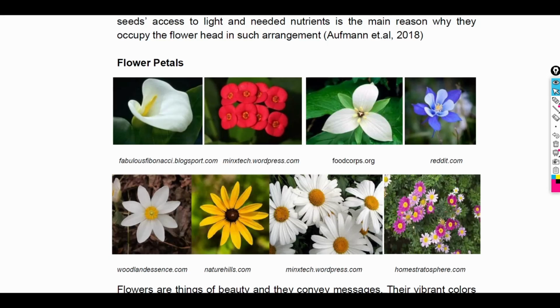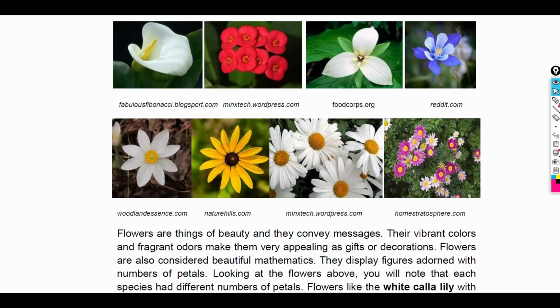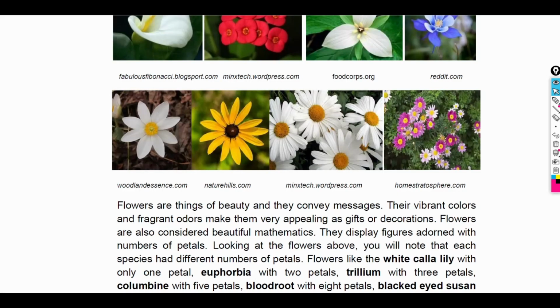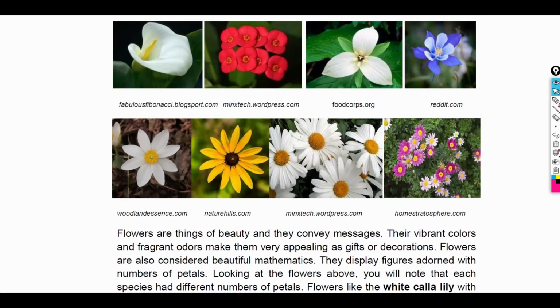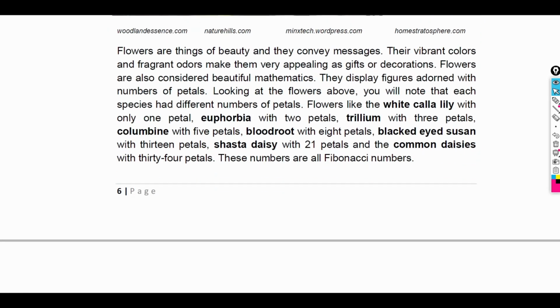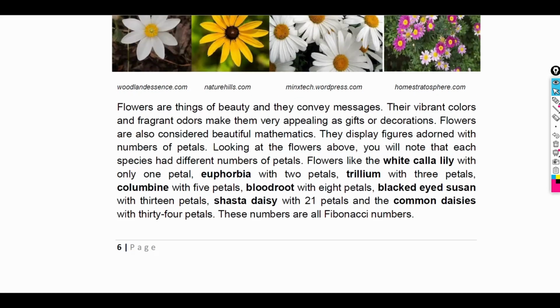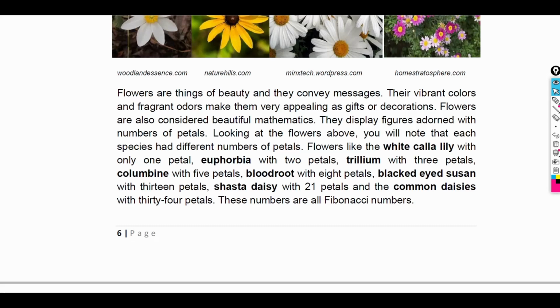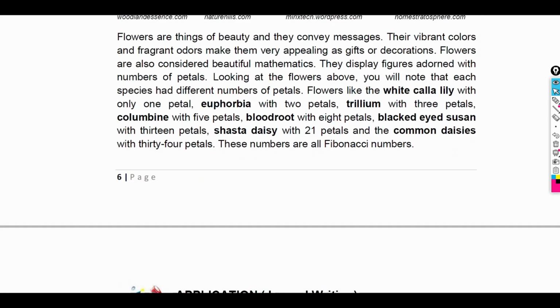They were entitled the flower petals because for every species of flowers that we have here, they do have the same number of petals for every kind of flower. Now for the numbers of petals that were observed on the flowers, white Calla lily with only one petal, euphorbia with two petals, and so on and so forth, these numbers were observed to follow a certain sequence. We call these the Fibonacci numbers.